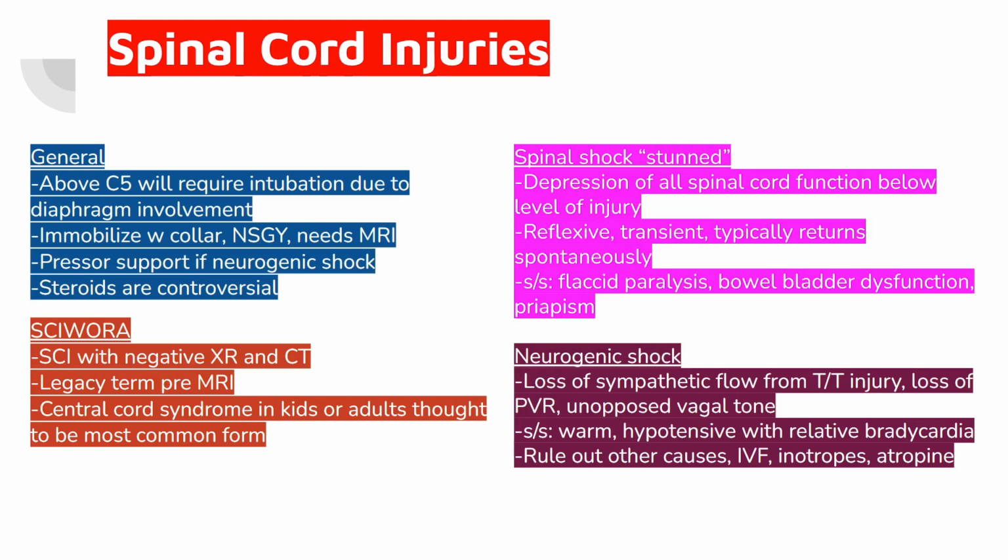Neurogenic shock is loss of sympathetic flow from thoracolumbar injuries, loss of peripheral vascular resistance, and unopposed vagal tone, right? So they're warm and hypotensive, bradycardic, okay? You have to think about other stuff. Obviously, you start with fluids and then inotropes and atropine.